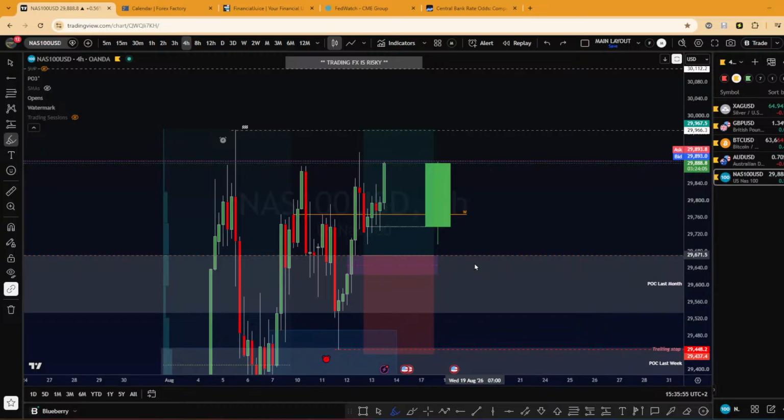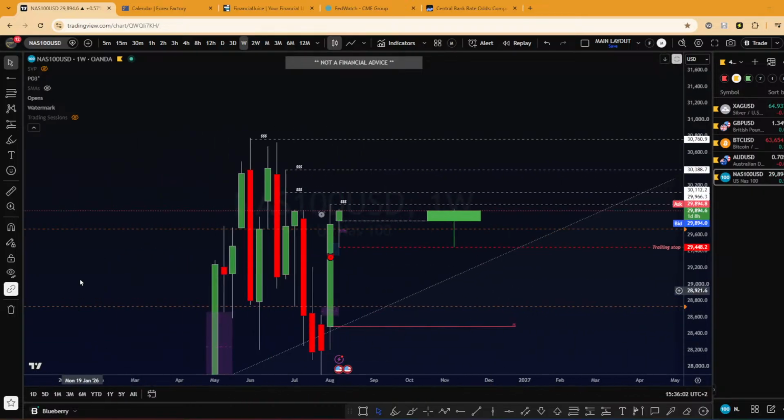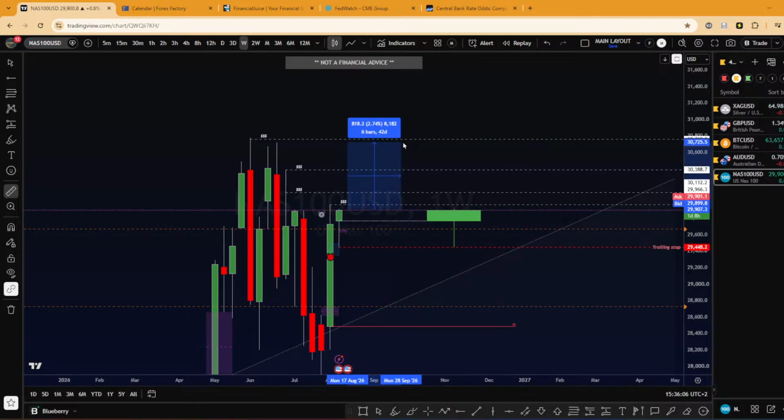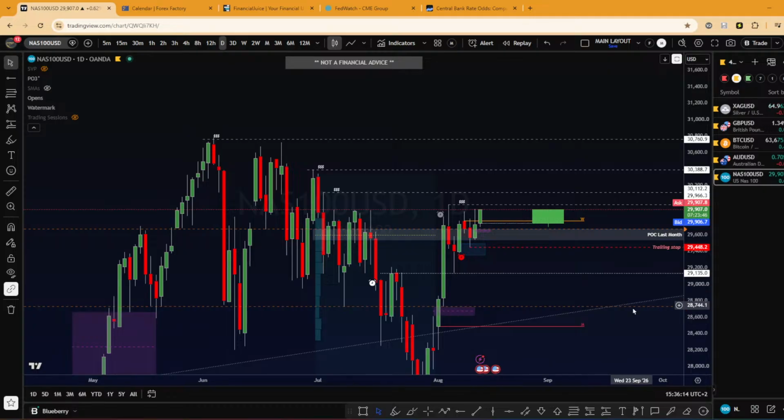So that's why I put some highlight here. Let's go a little bit on higher time frame. As I said, Nasdaq is the most interesting index to trade because we still have room to target the all-time high. So that's why I find it very interesting.